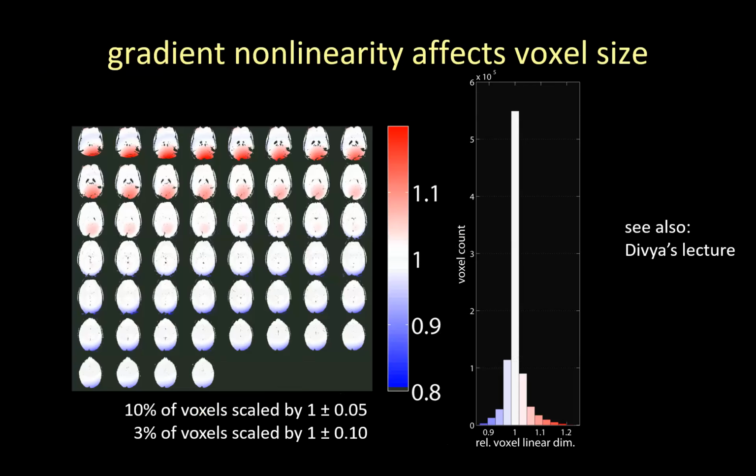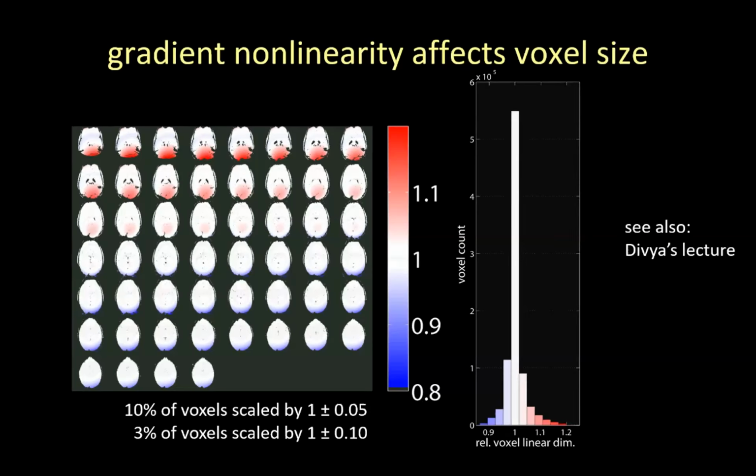And again, this is just a fun fact. Any geometric distortion, gradient nonlinearity distortion, B0 distortion, we think of these as moving the voxels around, altering the positions of the voxels, altering the intensities of the voxels, and that's true. But if you think about it, they're also affecting the volumes of the voxels, right?